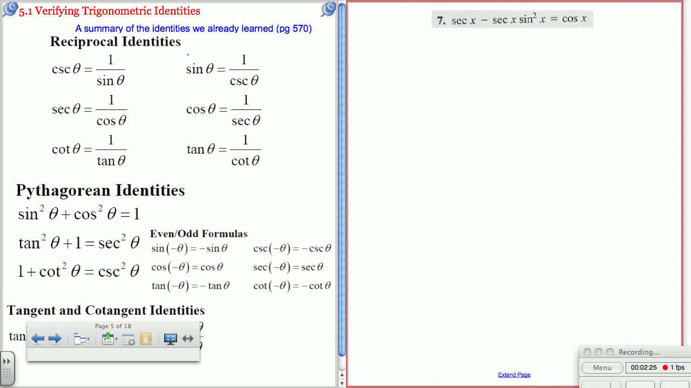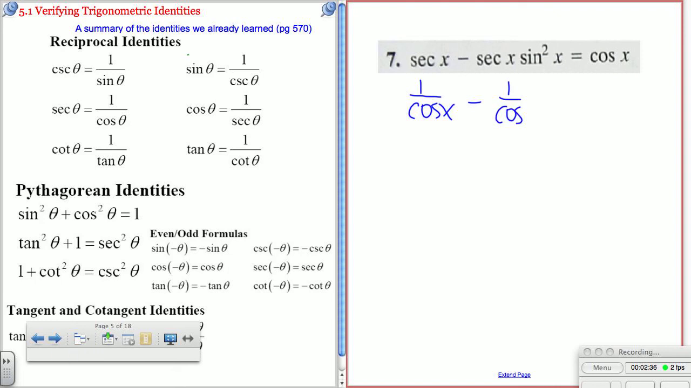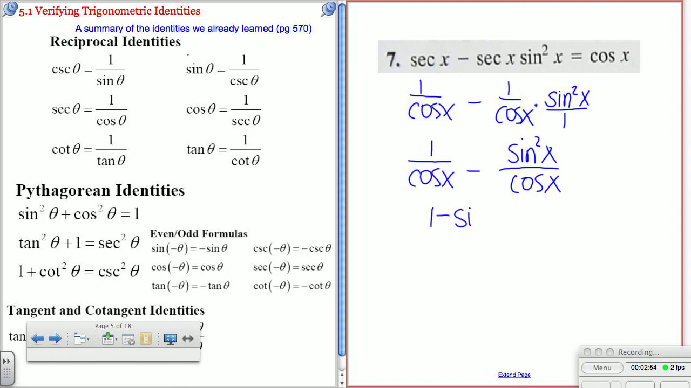Number 7. A lot of ways you can do number 7. The route most people went in class was to change secant to 1 over cosine. Now over here it's going to be 1 over cosine as well, times sine squared. Remember that's sine squared over 1. So we get 1 over cosine x minus sine squared x over cosine x. And if I combine with common denominators, I get 1 minus sine squared all over cosine.